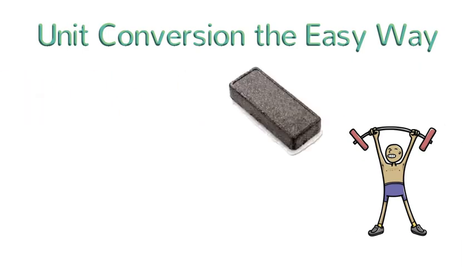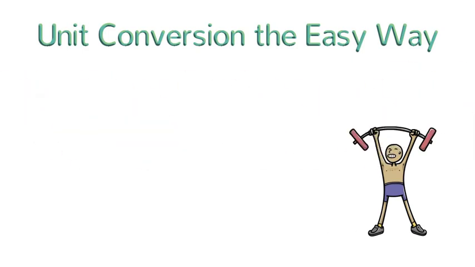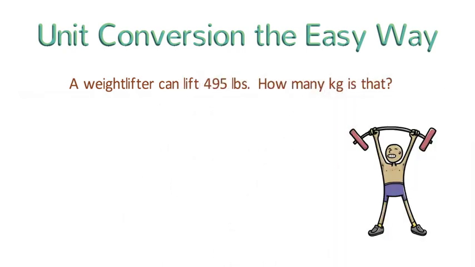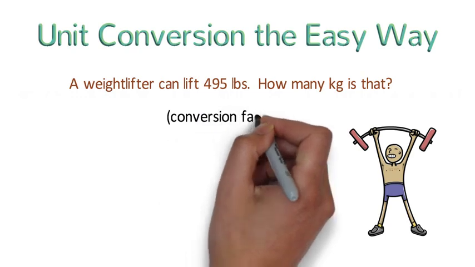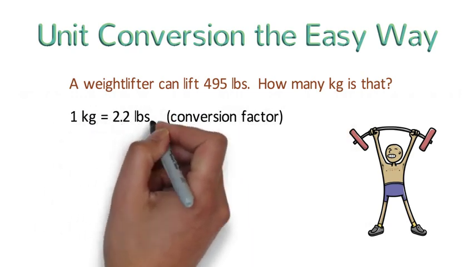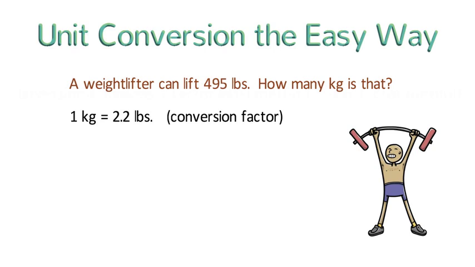We're going to start with a simple unit conversion problem. A weightlifter can lift 495 pounds. How many kilograms is that? In order to solve a unit conversion problem like this, we first need one more piece of information, the conversion factor. For pounds and kilograms, the conversion factor is 1 kilogram equals 2.2 pounds. Now we're ready to solve this.